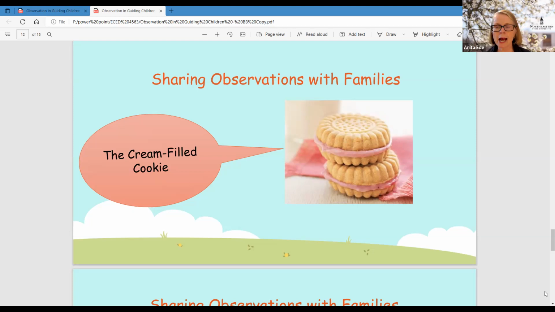Now, you notice I didn't come at her and say, oh, that Joshua is just a terrible kid and he's driving me crazy by hitting the other children. You don't say that. Hopefully you don't feel like that, but sometimes we come across that way. So you have to be careful how you're coming across. So think of that cream-filled cookie. You've told her how much you appreciate his sharing.